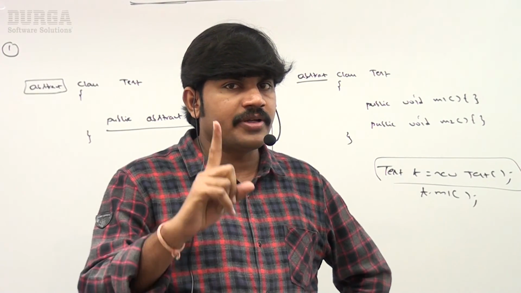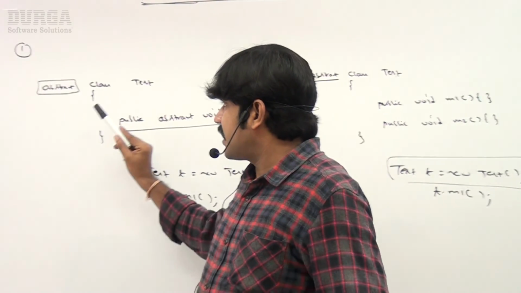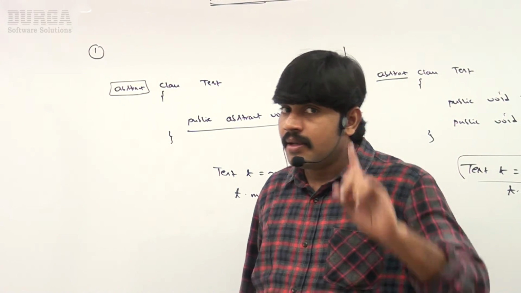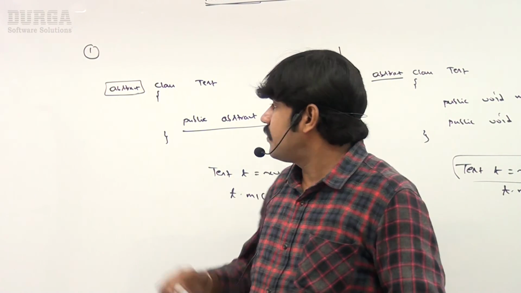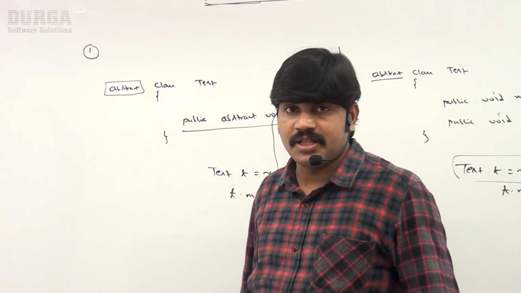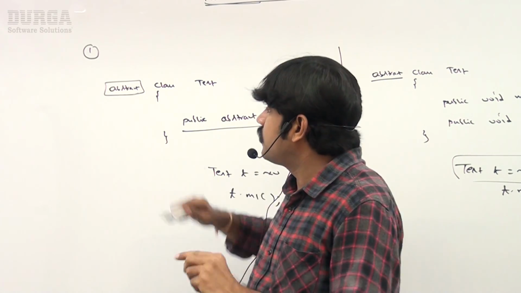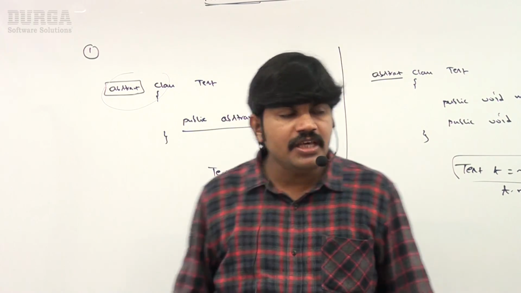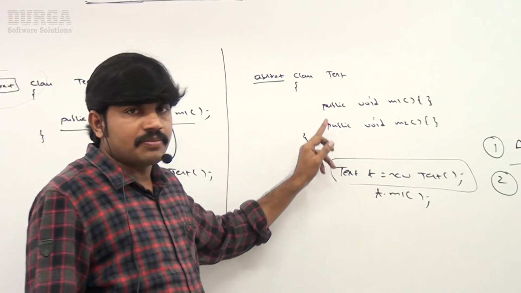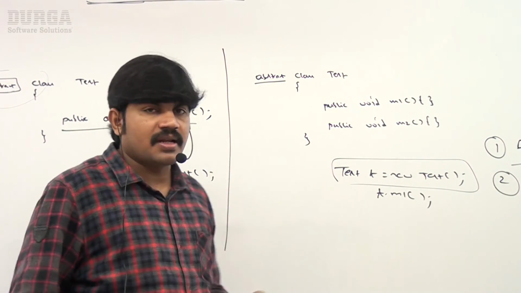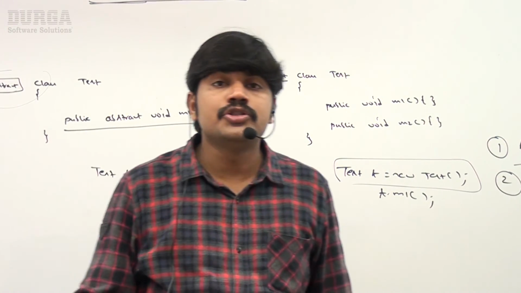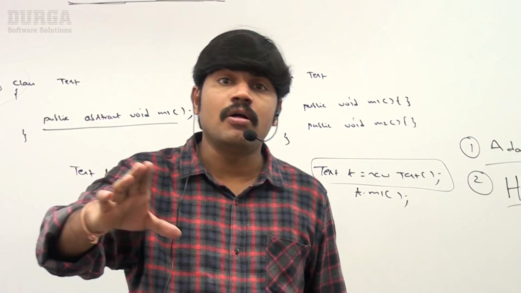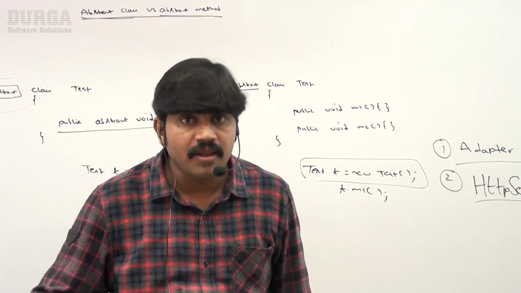Only two points. Point number one: if a class contains at least one abstract method, compulsorily we should declare the class as abstract. Even if the class doesn't contain any abstract method, happily we can declare the class as abstract. That's why an abstract class can contain zero abstract methods also, it is acceptable. Clear?